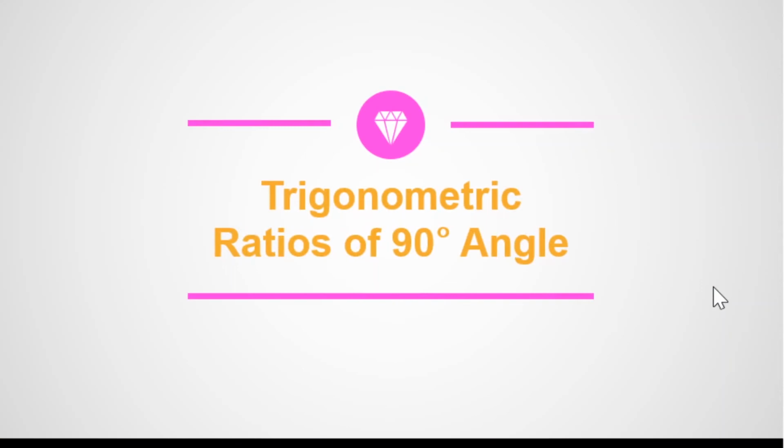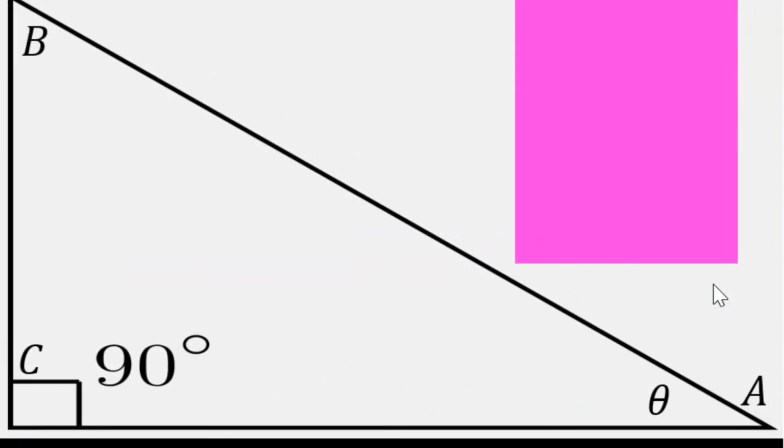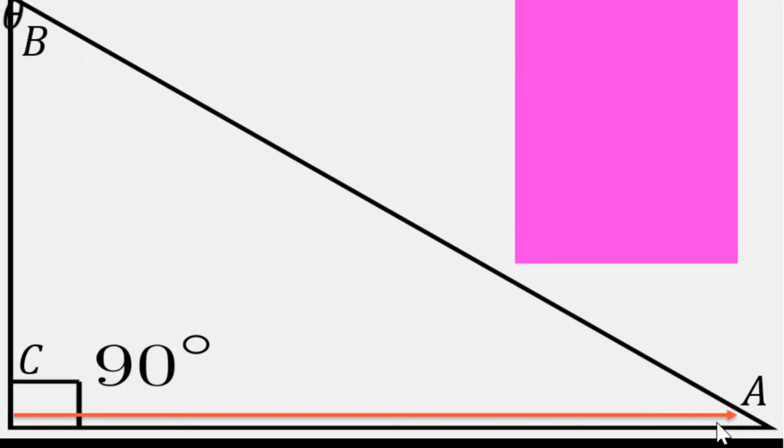Now let us move to the trigonometric ratios of 90-degree angle. Let us consider triangle ABC whose right angle is at C. Side AC then approaches 0 and side BC approaches AB. Angle B gets closer to 0 degrees while theta gets closer to 90 degrees.